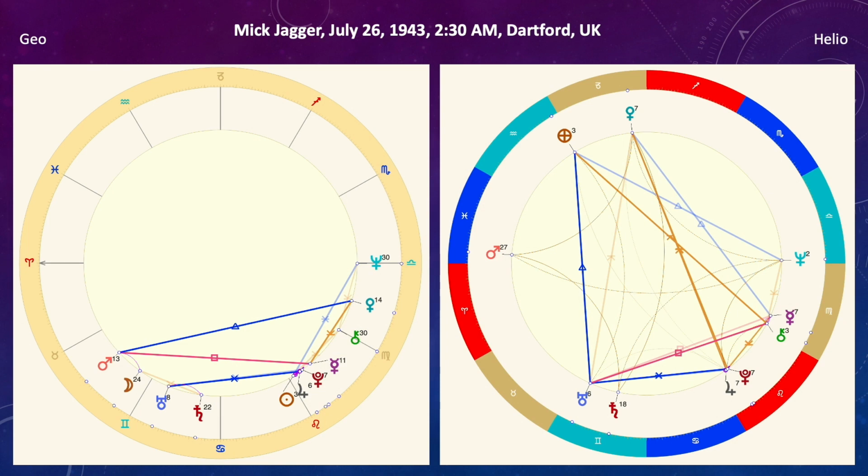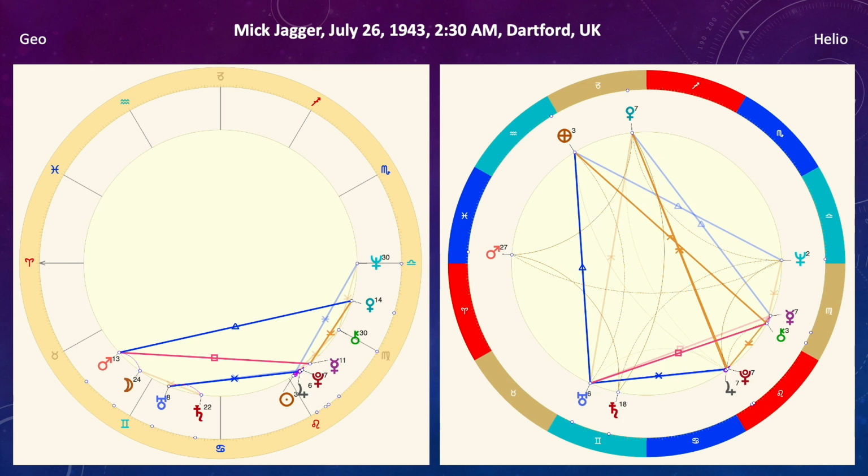Let's have a look at two charts of the same person, Mick Jagger. One of them is geocentric, Magi Astrology style, the other one is heliocentric. I haven't shown you yet how to create a heliocentric chart using astrological software. That will be the topic of the next lecture. For now, we'll simply try and spot the differences between the two charts.